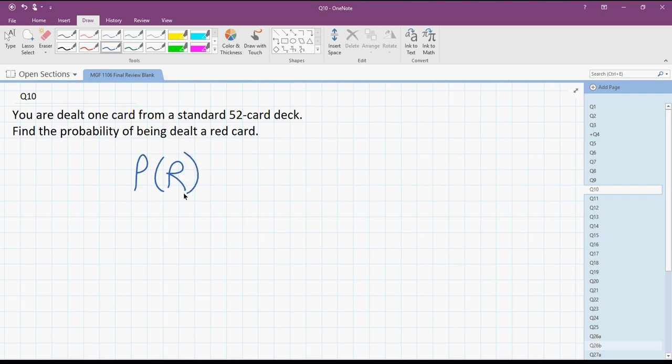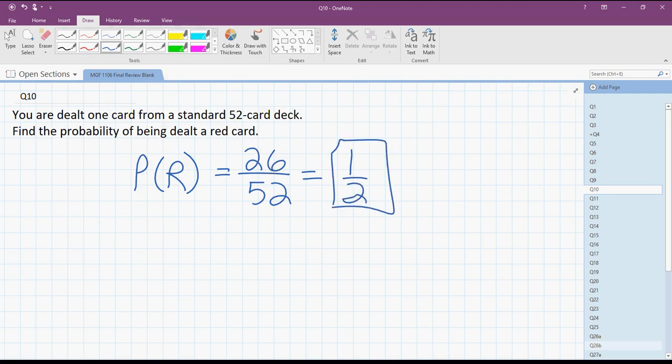So we want to be red. How many cards are red in a deck of cards? There are 26 of them that are red. Out of how many cards total? 52. Which reduces to what? 1/2. Perfect. Yeah, you go into your calculator and let the calculator reduce that 26 over 52 for you. Okay?